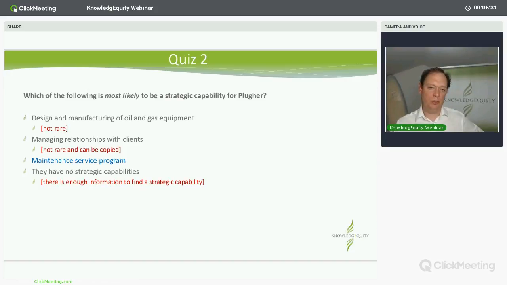Managing relationships with clients. It doesn't talk about, I mean, a strategic capability is also about how the organization is going to do better at something than their competitors. It just doesn't give you the information. It's not that rare. It can be easily copied. The maintenance service program, that's the closest one to a strategic capability. Why? Because it talks about the fact that it's a bit unique, that they're the ones that go out and do it, and they obviously do that very, very well.